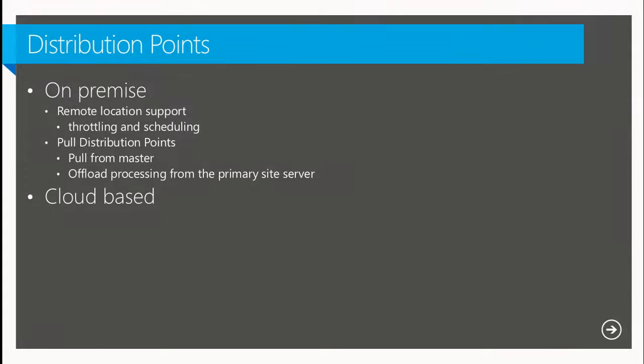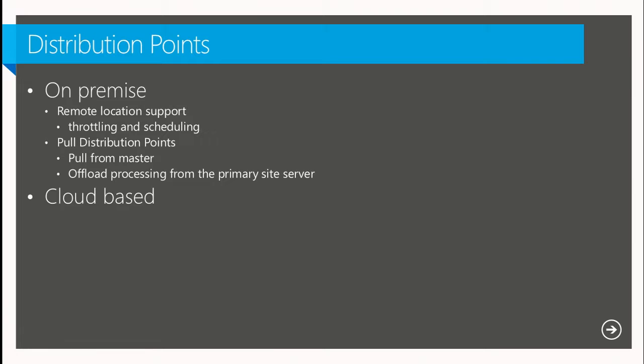So with that, another common issue that I see is the distribution points. With Service Pack 1, we have a cloud-based distribution point. We have an on-premise distribution point, and the on-premise distribution point now comes in 2 flavors. You have the standard DP, and then you have the pull distribution points. We'll get back to them a little later.